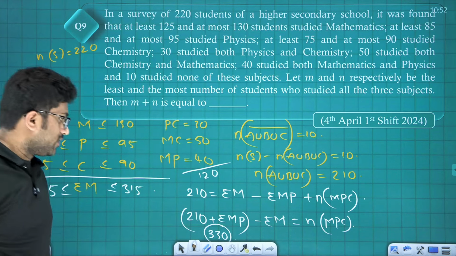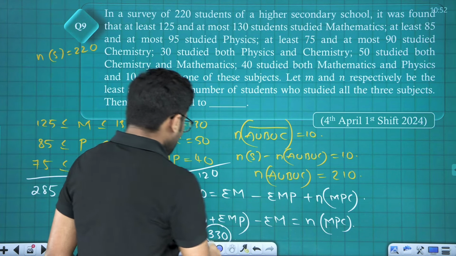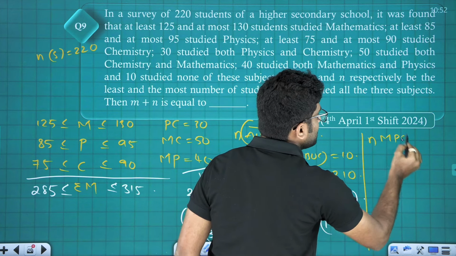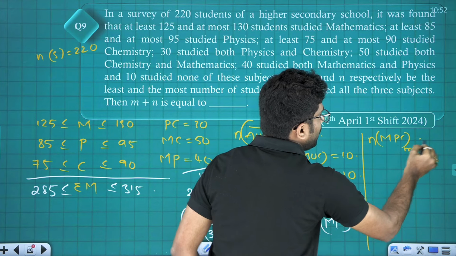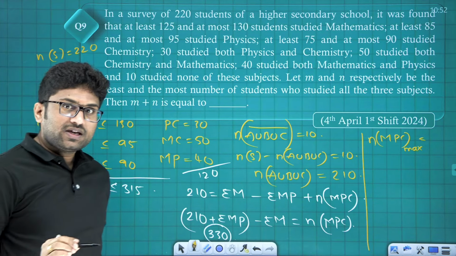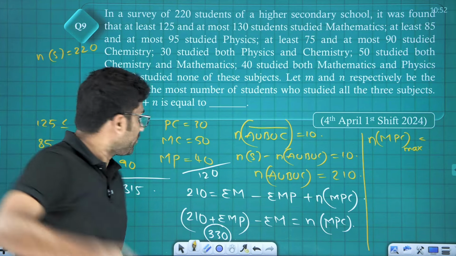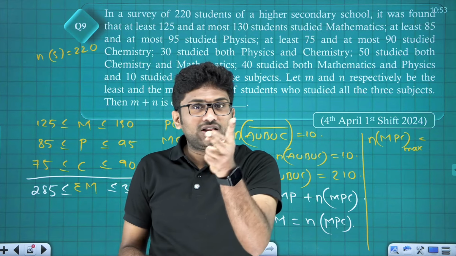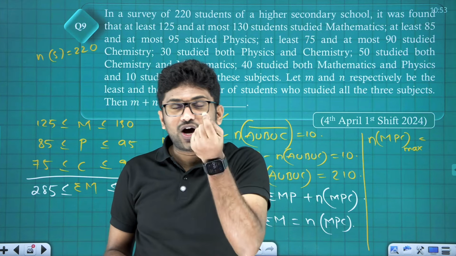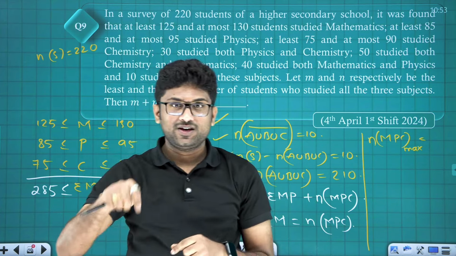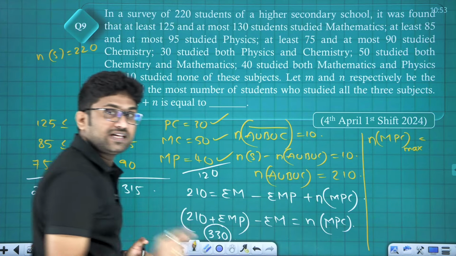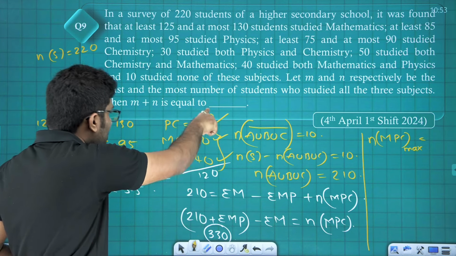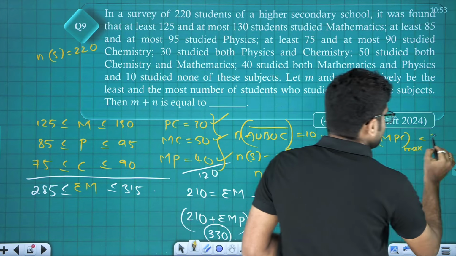Okay, now first, the maximum value of N of MPC, the maximum value of M intersection P intersection C, is the minimum of these three, because the intersection of all three should always be less than or equal to the intersection of two. So the maximum of this should be equal to the minimum of these three, friends. What is the minimum of these three? 30.